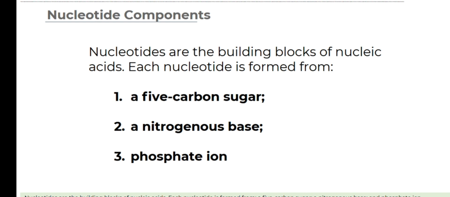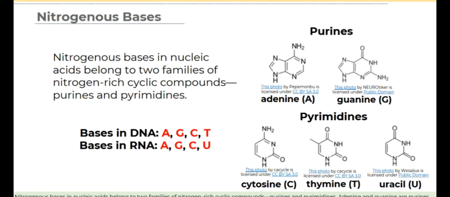Nucleotide components. Nucleotides are the building blocks of nucleic acids. Each nucleotide is formed from a 5 carbon sugar, a nitrogenous base, and a phosphate ion. Nitrogenous bases in nucleic acids belong to two families of nitrogen-rich cyclic compounds, which are purines and pyrimidines. The bases in DNA are adenine, guanine, cytosine, and thymine, while the bases in RNA are adenine, guanine, cytosine, and uracil.